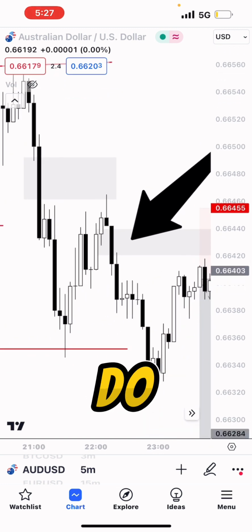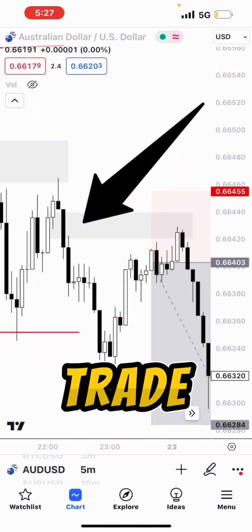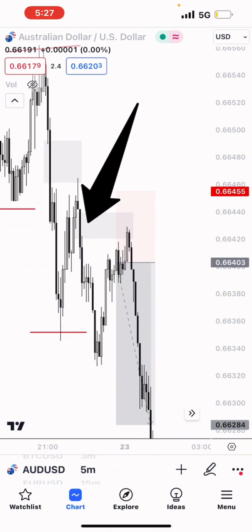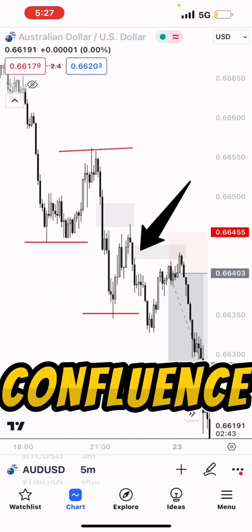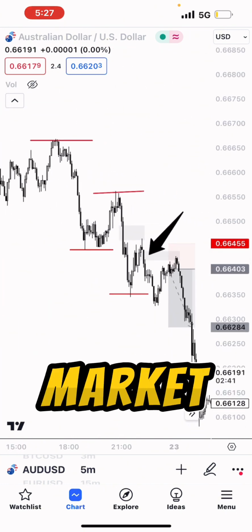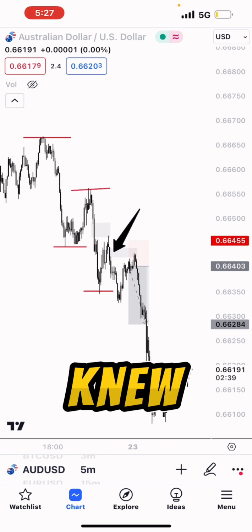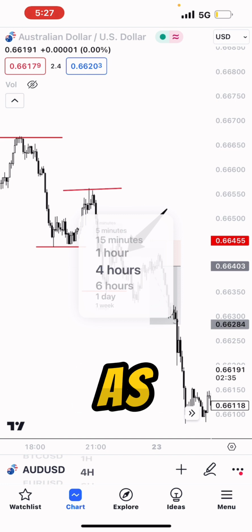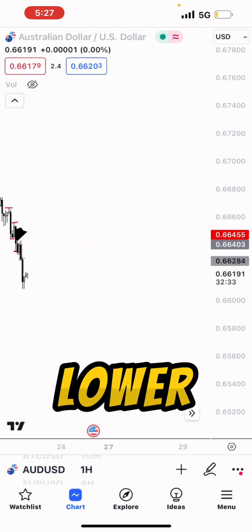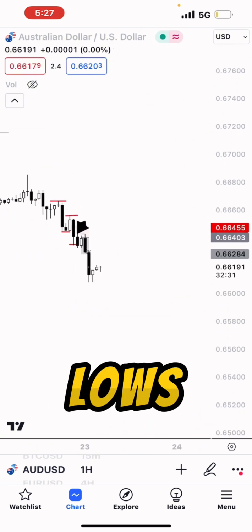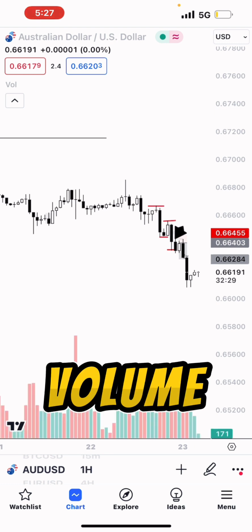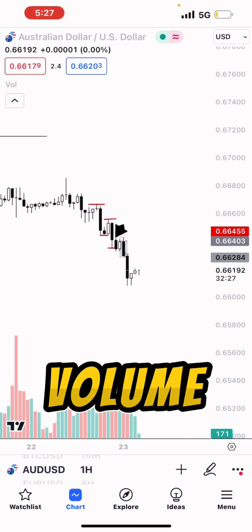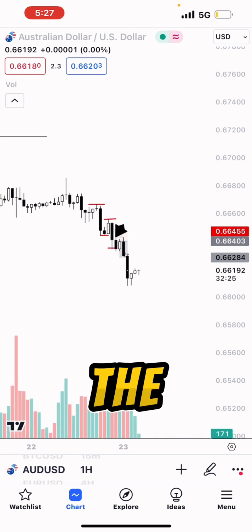But not only did it do that, I saw an opportunity to trade this because, number one, I had a confluence. The confluences I had: market structure. I had my trend. I knew the trend was bearish because I had lower highs, lower lows, as well as high volume on the 1 hour. As you can see, the red volume sticking above all the green.